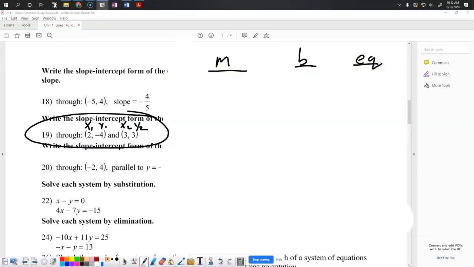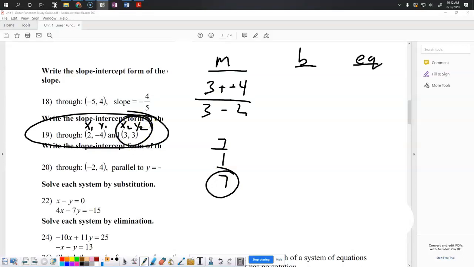So in this case, they didn't give us the slope, so we have to calculate it. So it's y2 minus y1 over x2 minus x1. Double negatives are positive, so that's going to be 7 over 1, which just is 7. Now to find the b, pick a point. It doesn't matter which one. I'll go with this one.